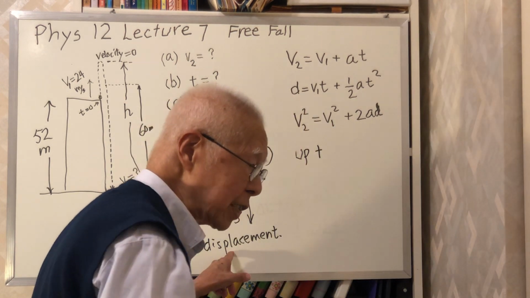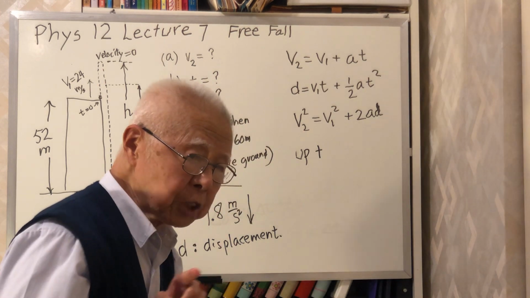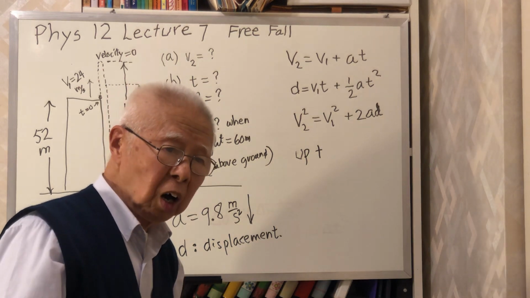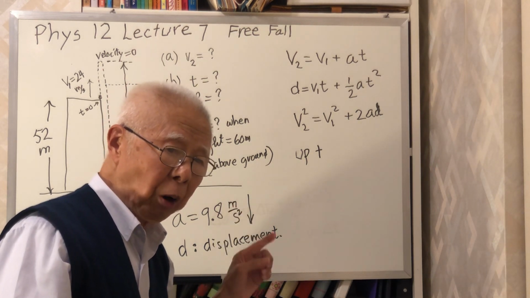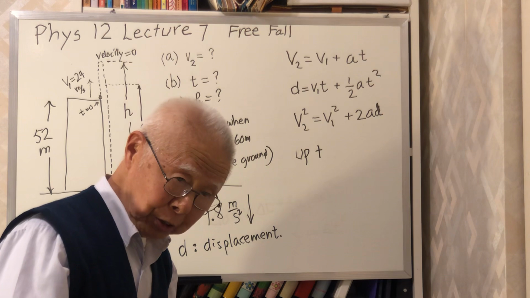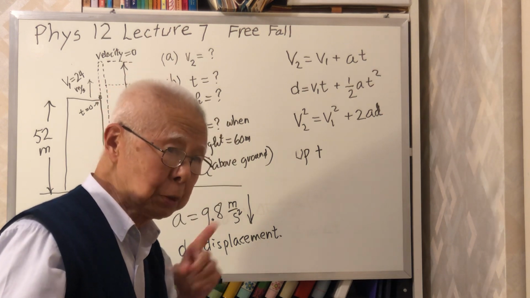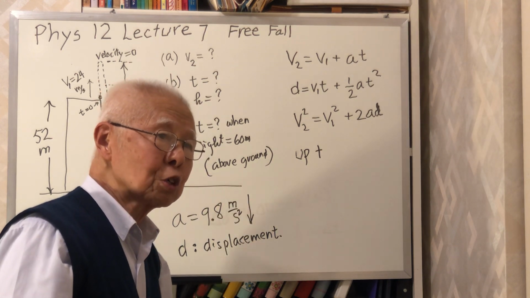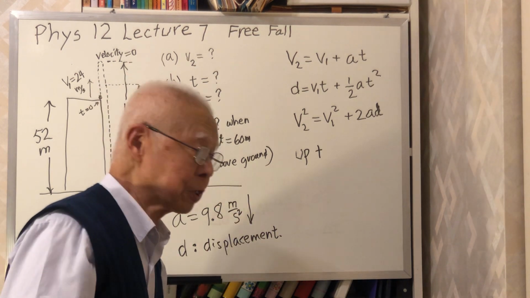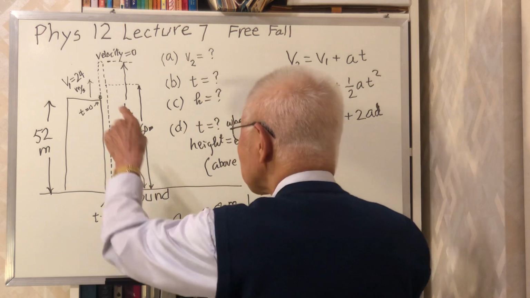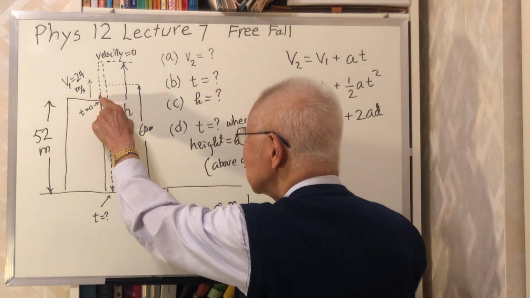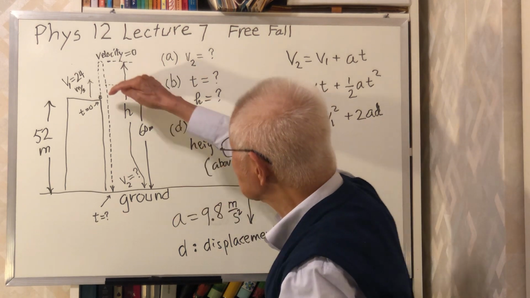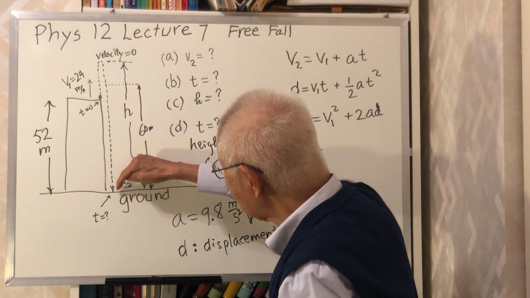How do you decide the displacement? Displacement is a straight line you draw from the starting point to the end point. That's the displacement. Remember, you draw from the starting point to the end point. Starting point is here, end point is here. So the D, displacement, is this way.